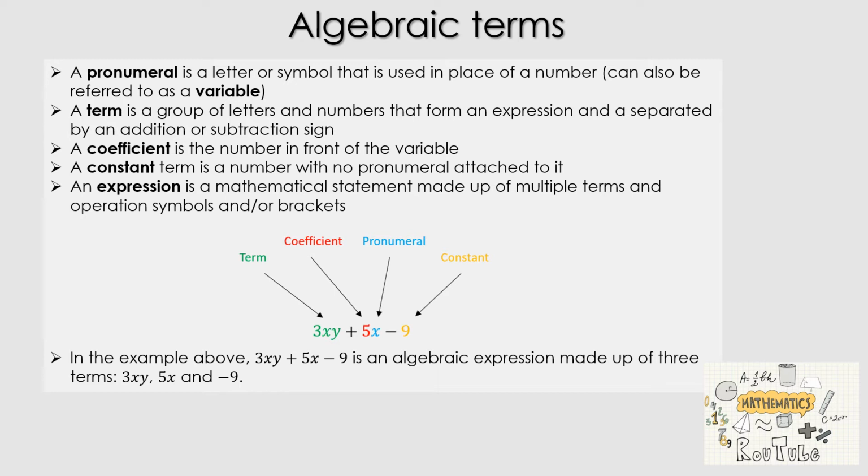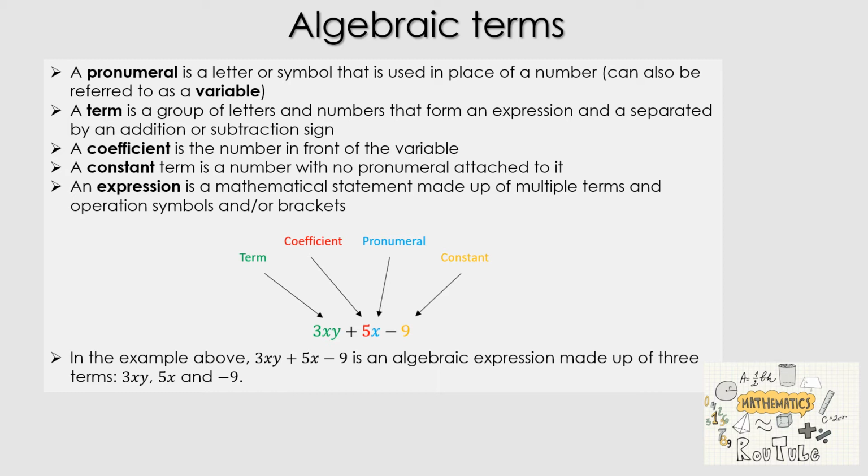The next term is a constant. So a constant term is a number with no pronumeral attached. Okay, so it's a number with no pronumeral attached, so no letter is in that specific term, and therefore we call it a constant term because it's constant. Okay, it doesn't change and it's not dependent on any other value or any variable or pronumeral.